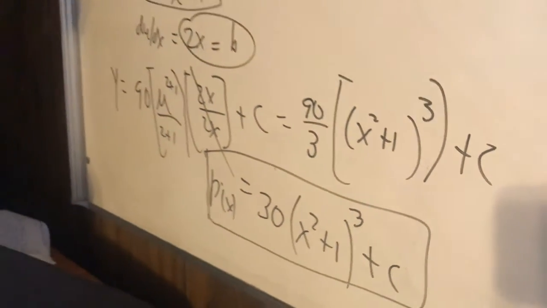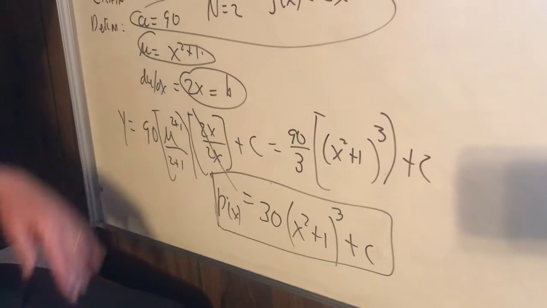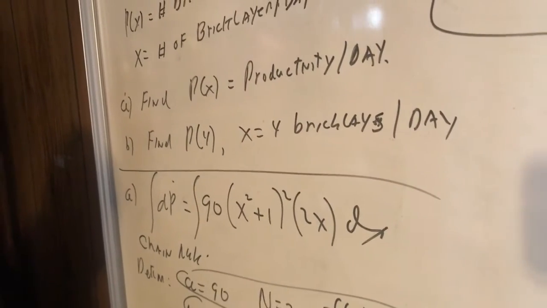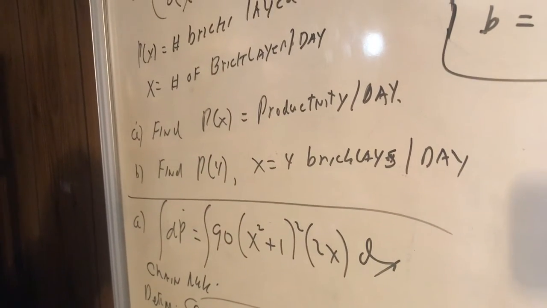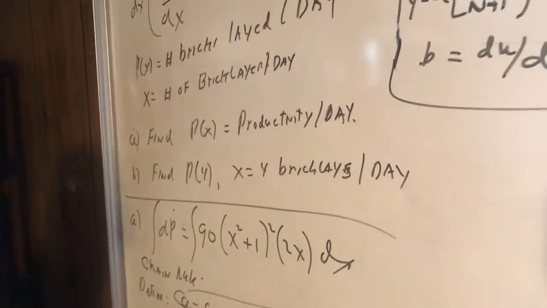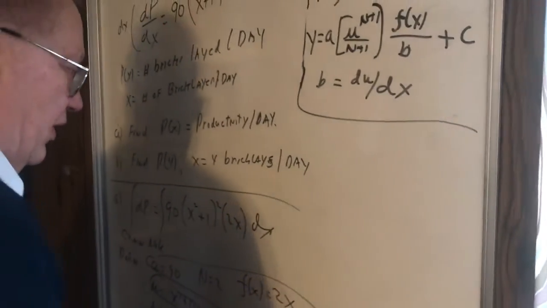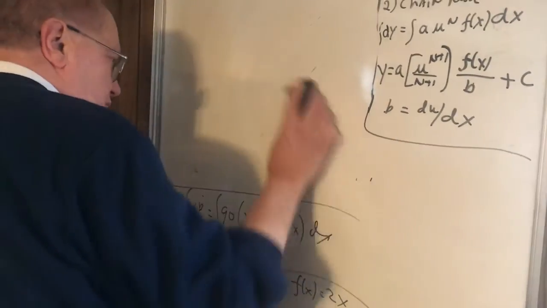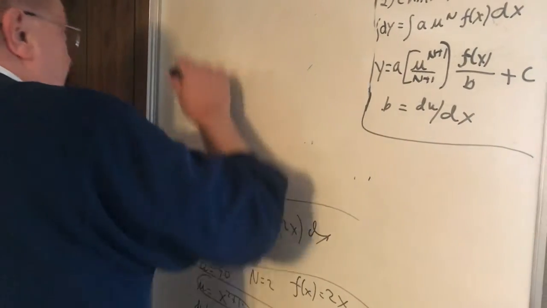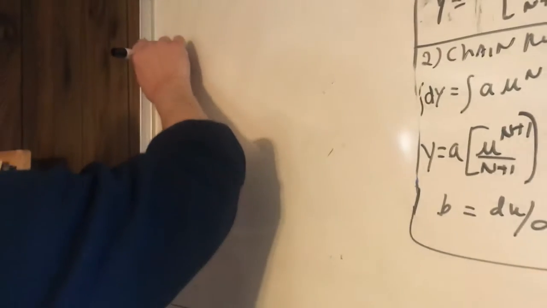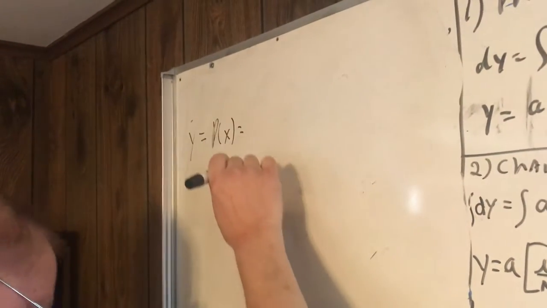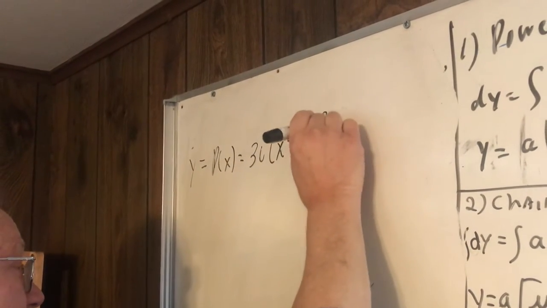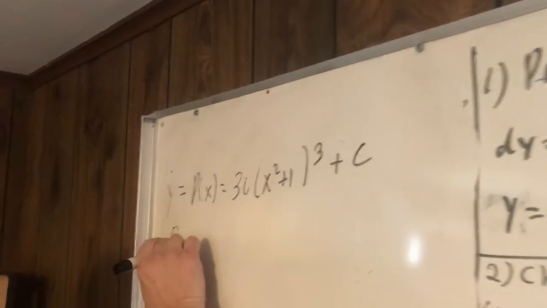Of course, we have to find c. The second part says find P of 4. Well, I can't find P of 4 until I find c. So in order to find c, they must have given me other information. Let's see what's given in the problem. My next step is to put the answer back up here: y, in this case P of x, equals 30 times (x squared plus 1) to the third plus c. I want to find c.